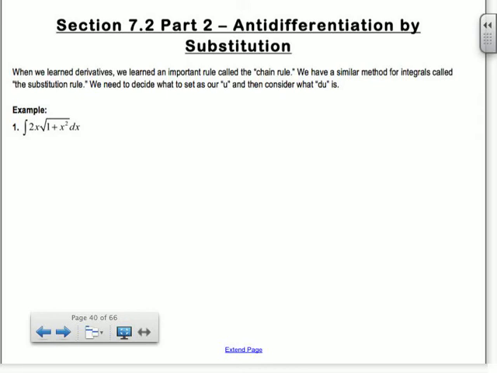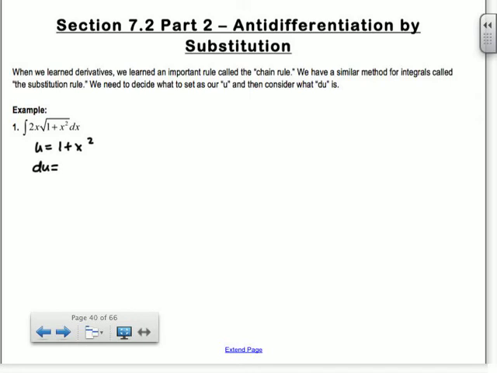You might also hear it called u-substitution. Basically, you need to decide what to set as our u, similar to how it was with the chain rule. It's usually the inside part, and then consider what du is. So on number 1, we have the integral of 2x times the square root of 1 plus x squared dx.